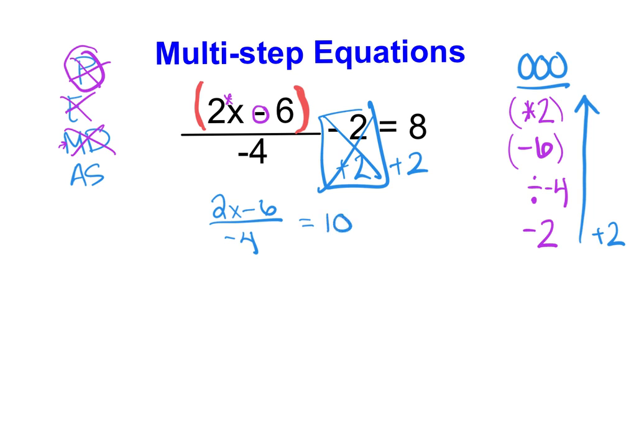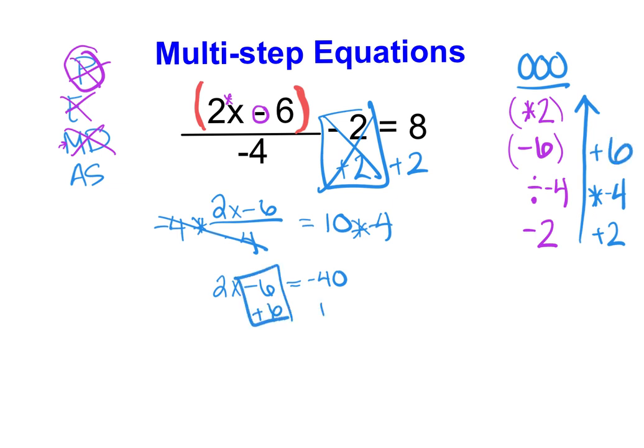Then next I need to undo a division of -4, so we're going to multiply by -4. Those undo each other. So we have 2x minus 6 is equal to -40. Then from here we move up a step. We need to undo a -6, so we're going to add 6 to each side. So we have 2x is equal to -34. And then the last thing, we need to undo that multiplication by dividing by 2. And we end up with x is equal to -17.